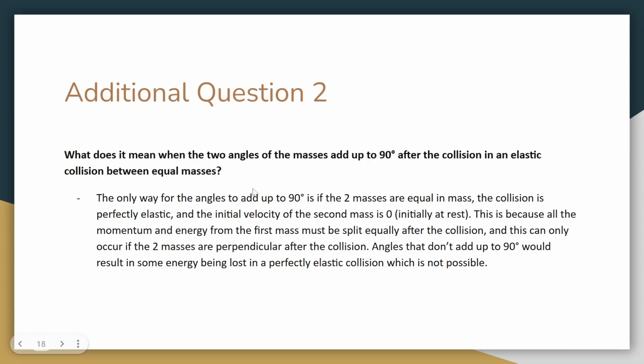So additional question 2 is, what does it mean when the two angles of the masses add up to 90 degrees after the collision? The only way for this to happen is if the two masses are equal in mass, the collision is perfectly elastic, and the initial velocity of the second mass is 0. This is because the momentum and energy from the first mass must be split equally after the collision, and this can only happen if the two masses are perpendicular after the collision.